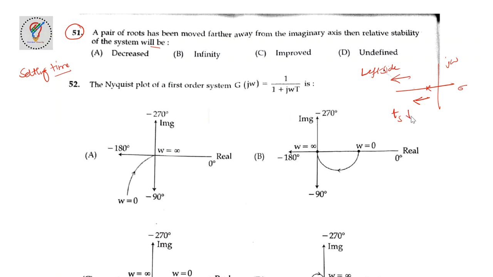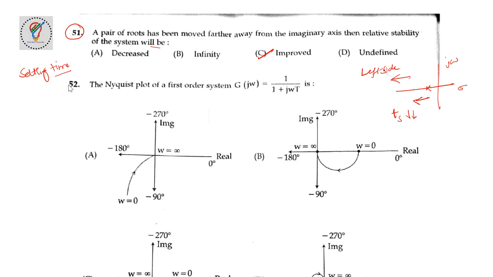So as the settling time becomes lesser and lesser here, what about the stability? It is going to be more stability, and stability will be improved here. So the conclusion point in here is, as the poles are moving away from the j omega axis, the relative stability will be improved here.